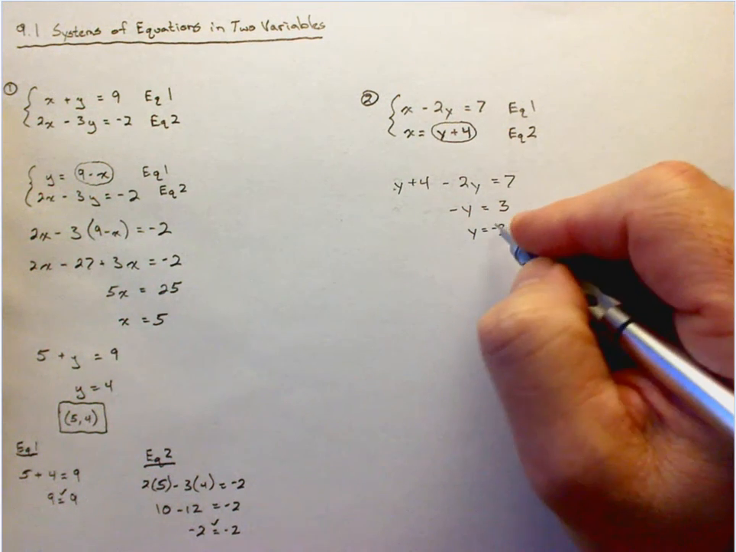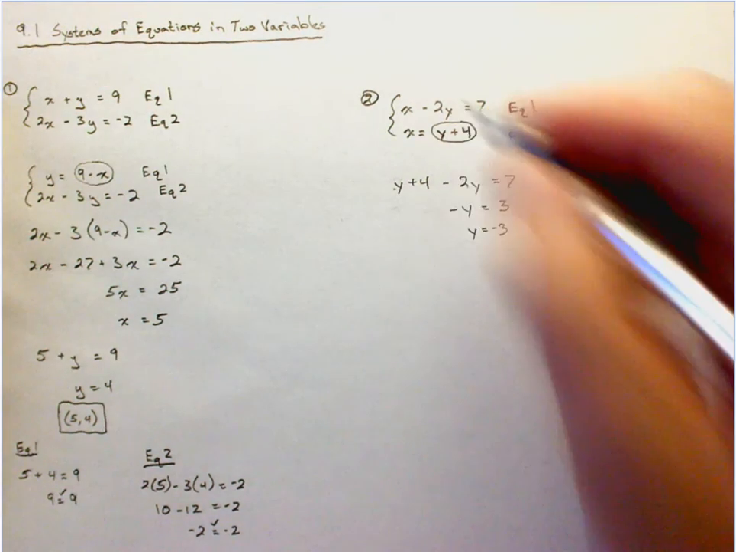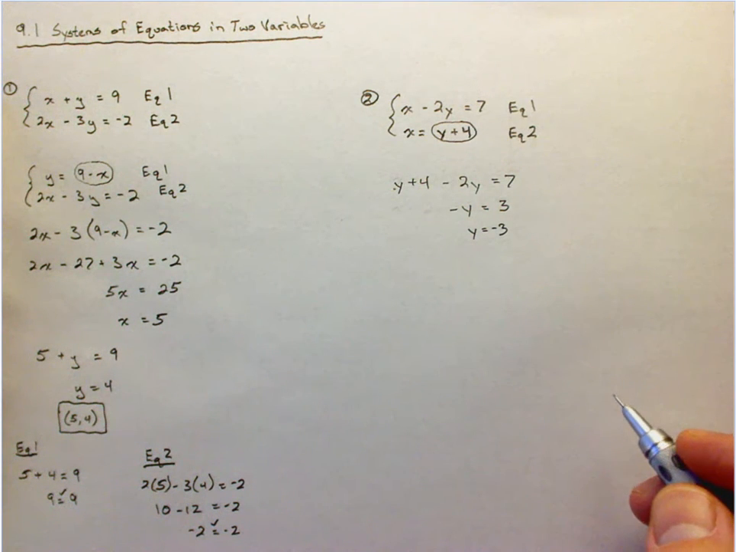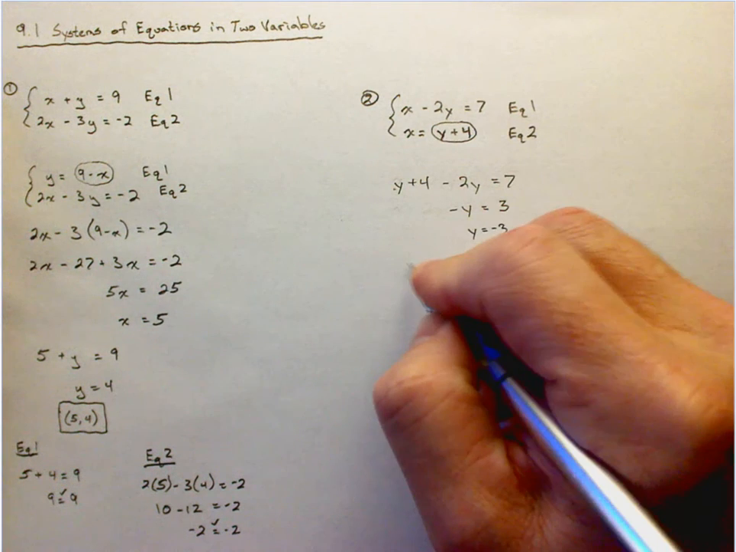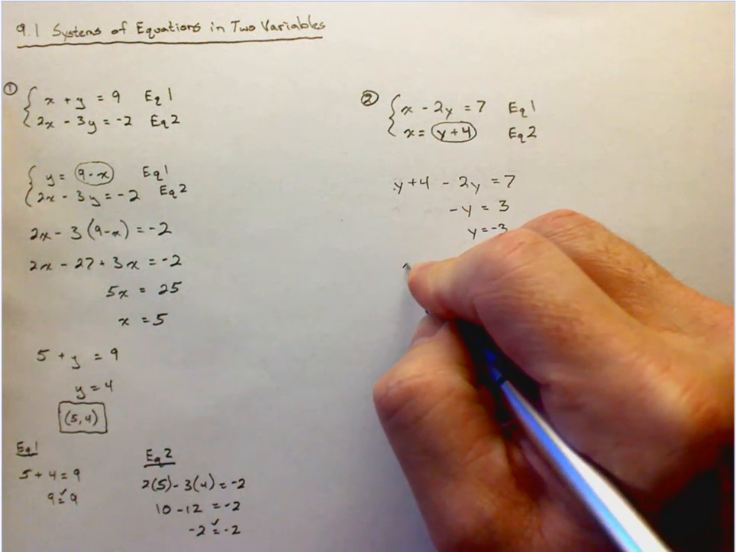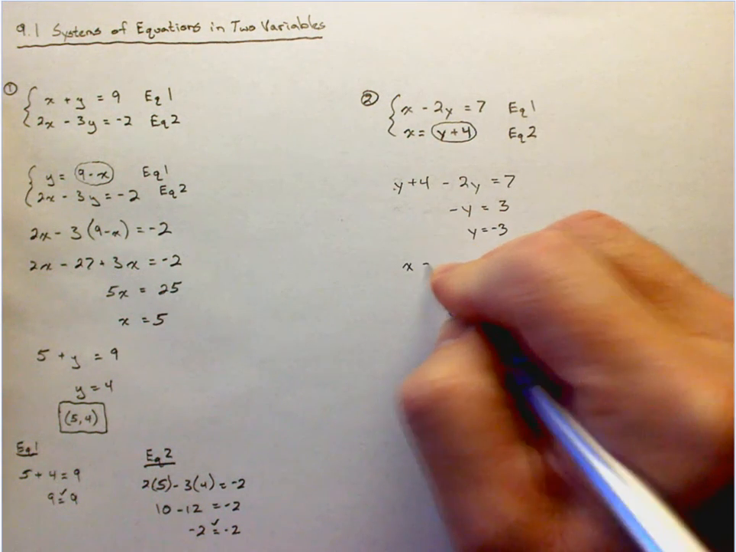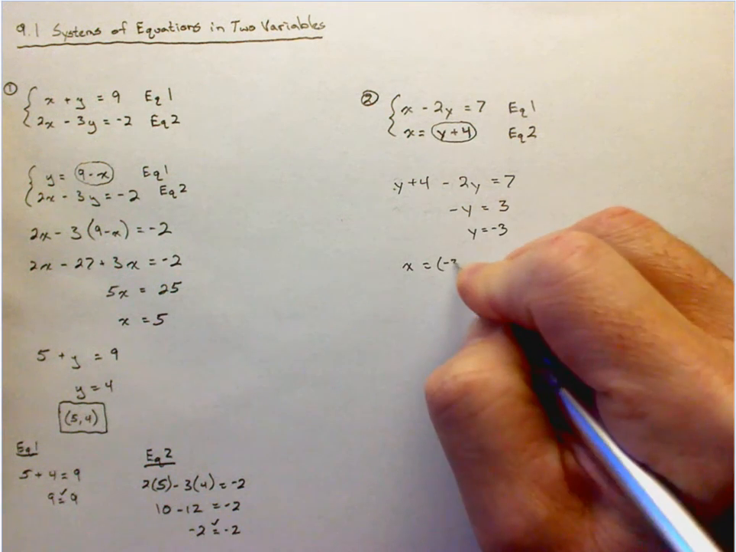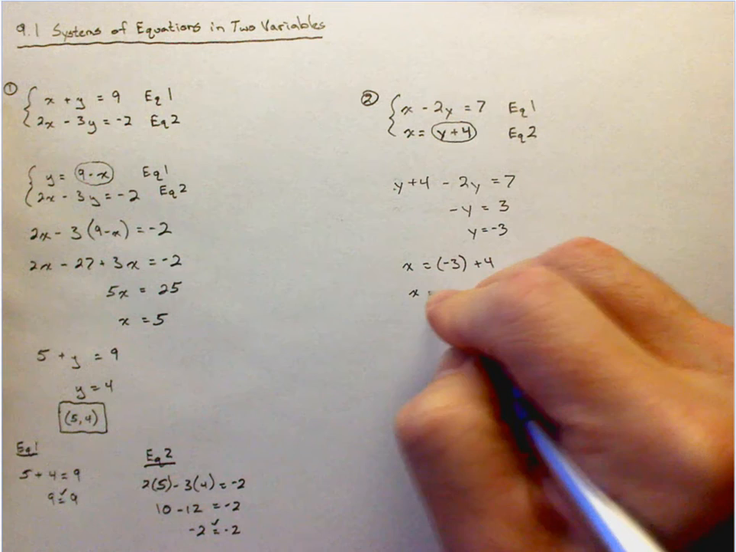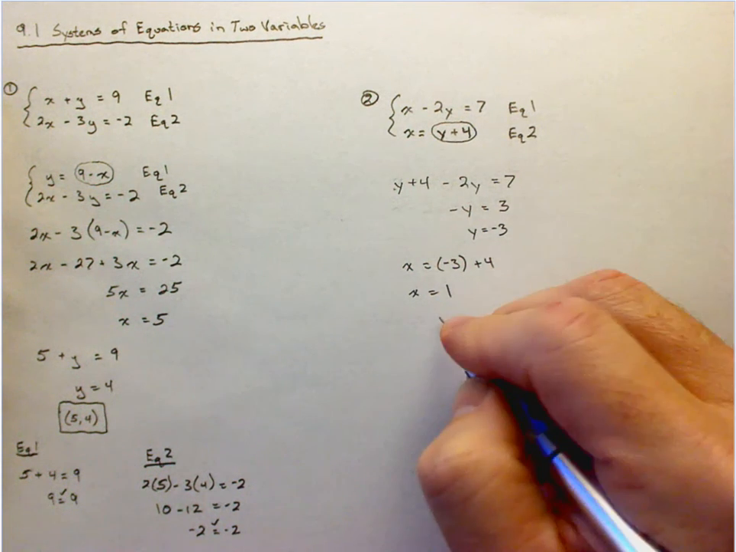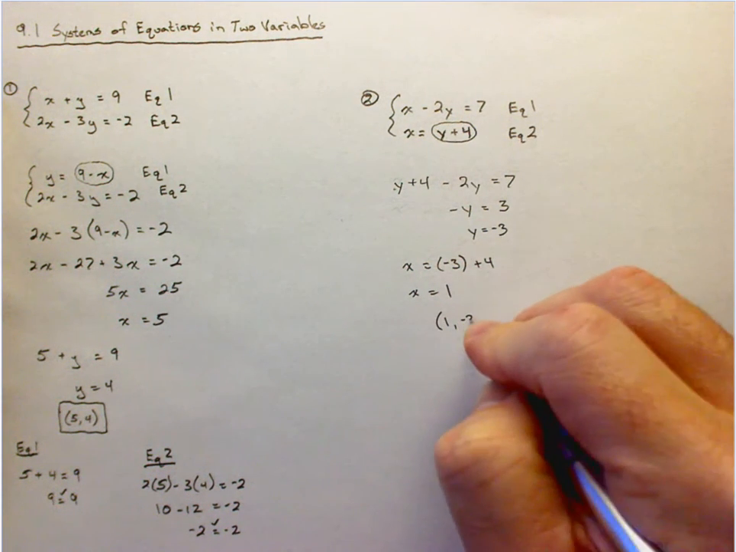So now I take my value of y and plug it into one of those two equations. You do the one that's easiest for you to do the math. Because I'm solving for x, I'm going to use equation 2. X equals a negative 3 plus 4. X equals 1. So what I'm saying is I have 1, negative 3.